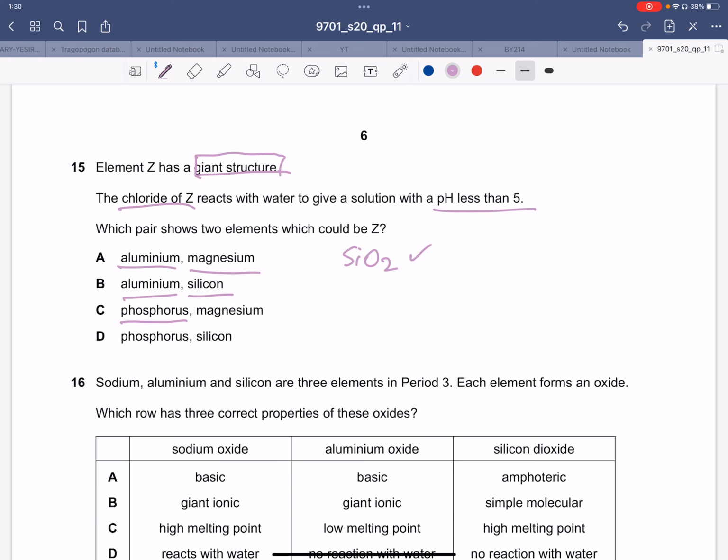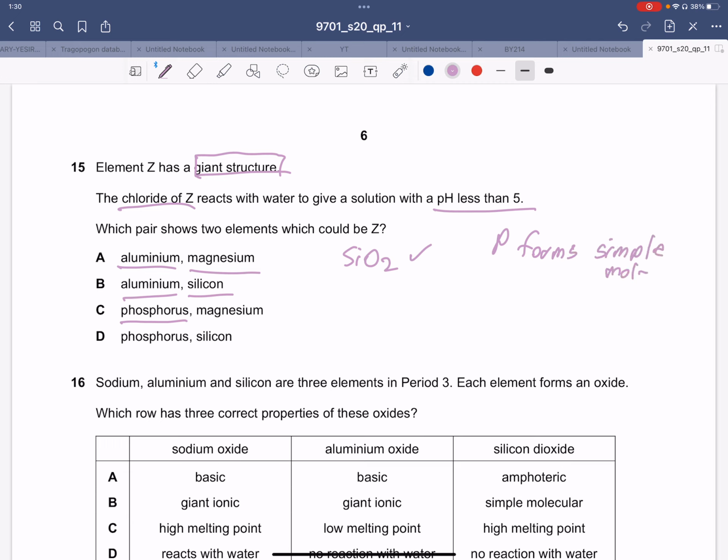Phosphorus, on the other hand, forms a simple molecular compound. If you look at P, the structure will just be held together by the molecules themselves, with just van der Waals forces between them. So P forms simple molecular.